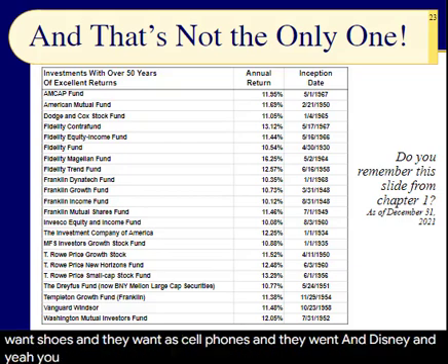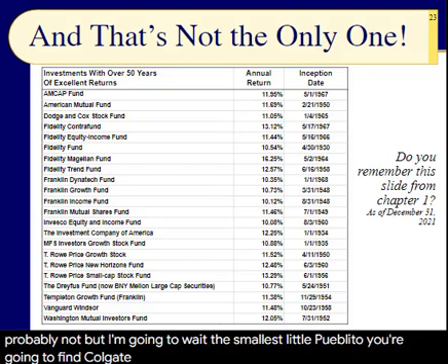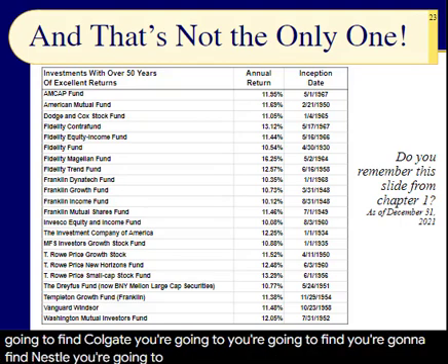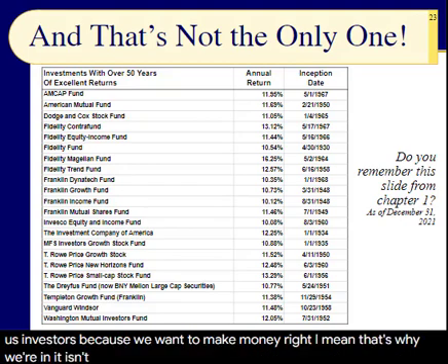No matter where you go in the world, there are a few places probably not, but no matter where, the smallest little pueblito, you're going to find Colgate. You're going to find Nestle. You're going to find Coca-Cola. And so that's a good sign for us investors, because we want to make money, right? I mean, that's why we're in it, isn't it?